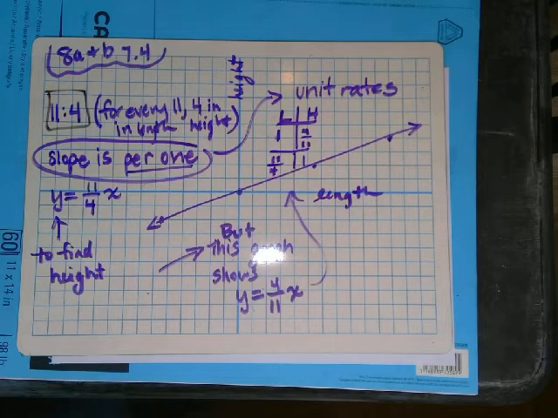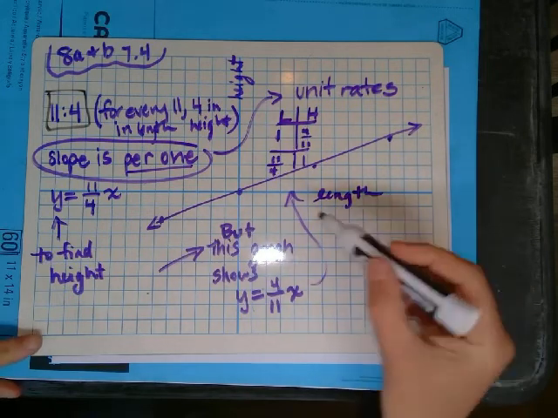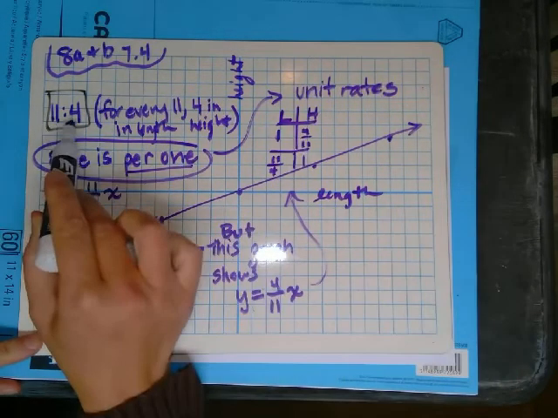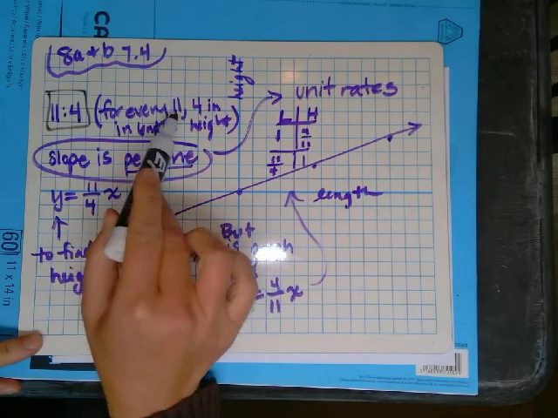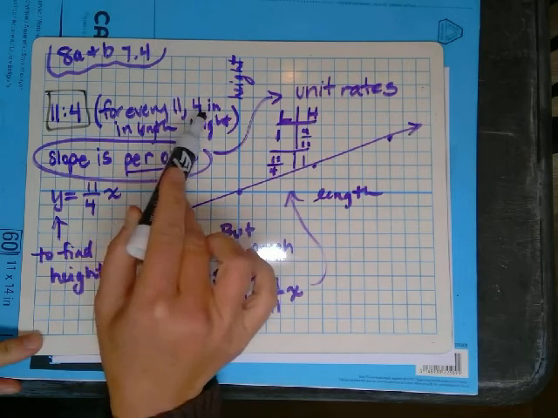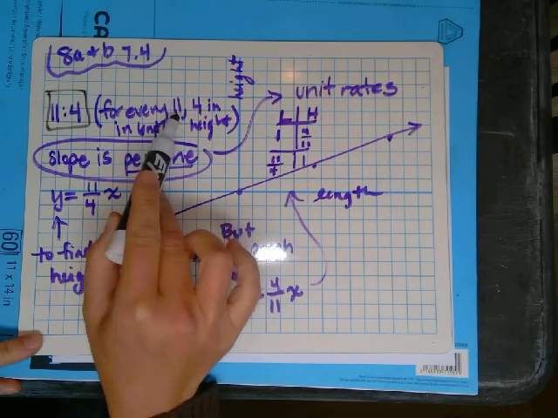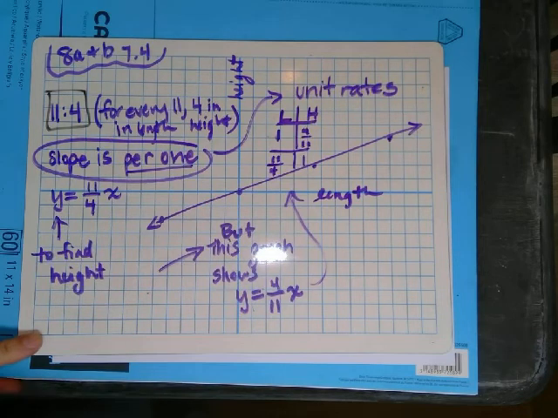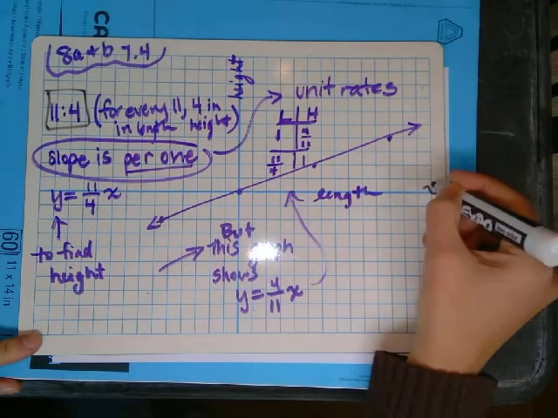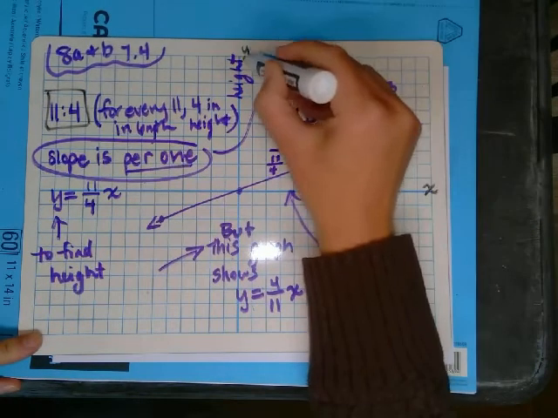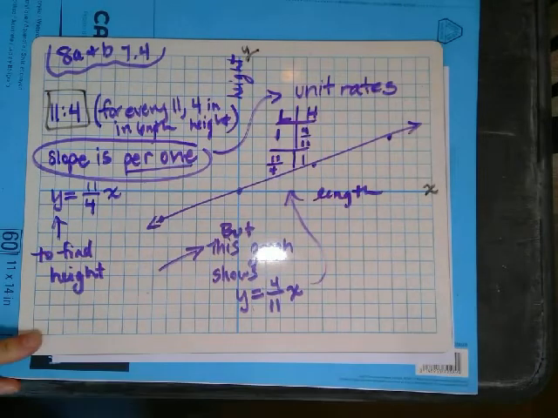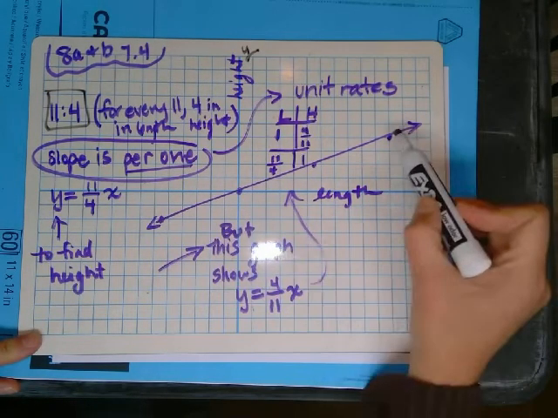Okay, so first of all, we had to sketch a graph to show the relationship between the lengths and the height. So what I want you to see here is that what we're looking at in 11:4, remember we said for every 11 in length, we want to go 4 in height. So for every 11 we go over, we want to go up 4. And so if I'm making my x-axis length and my y-axis height, and I'm doing that because the problem is asking me to do that, then I'm going to end up graphing this.